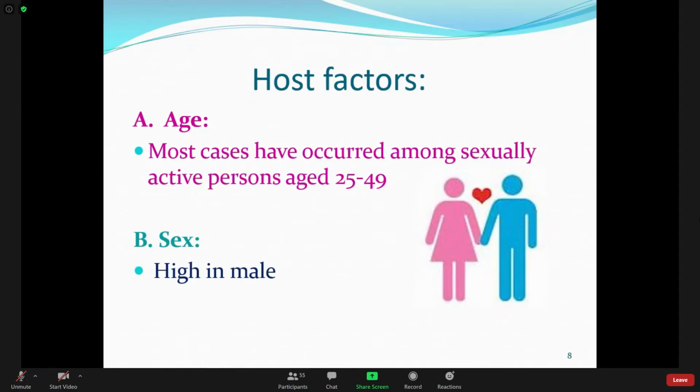In terms of sex, it is high in males. The male to female ratio is almost 1.8 to 1. Previously it was 1.8 to 1, male to female, and now it is around 1.5 to 1. So it is high among males.